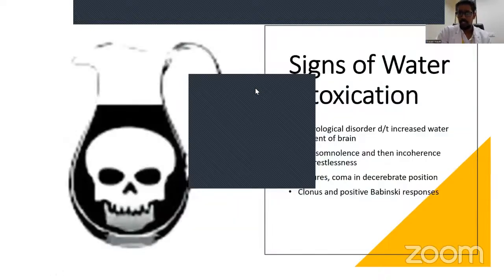What are the signs of water intoxication? It's a neurological disorder due to increased water content of the brain. The patient generally presents with increased sleepiness or somnolence. Then the patient has incoherence, and then becomes restless. It could lead on to seizures and coma.